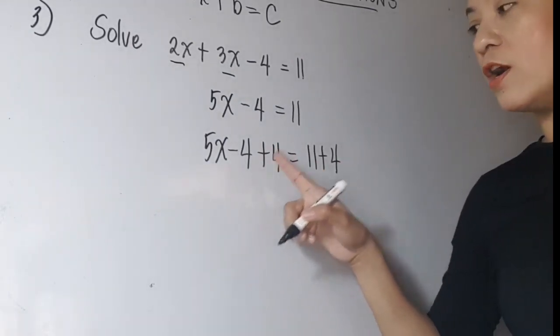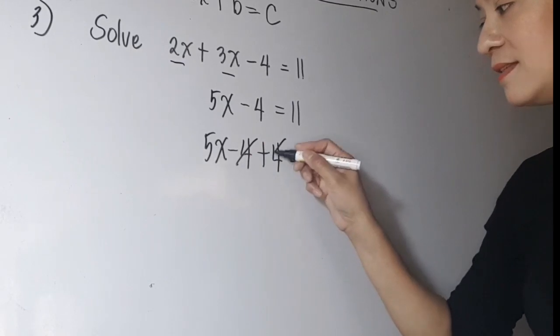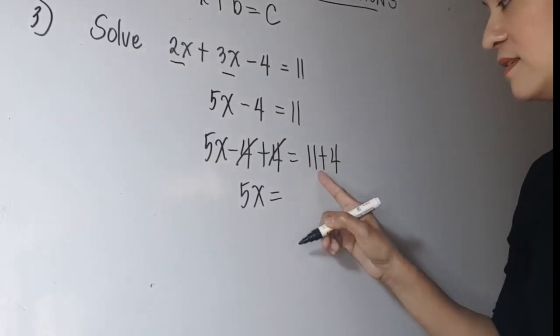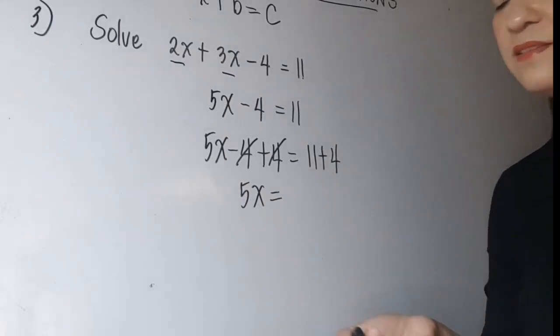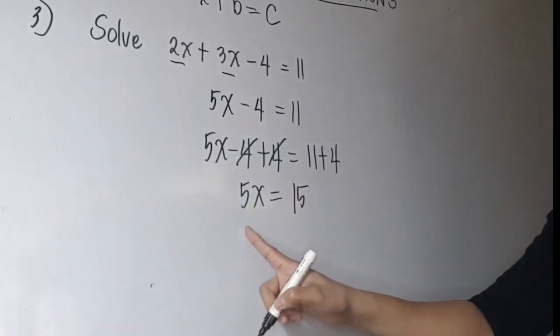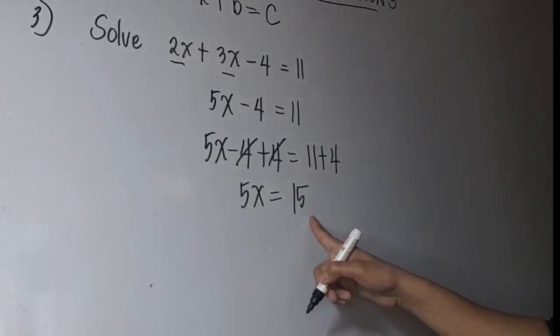So, negative 4 and positive 4 is cancelled. So, we have 5x equals, what is 11 plus 4? 11 plus 4 is 15. So, now we have 5x equals 15.